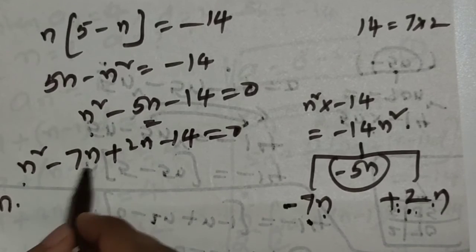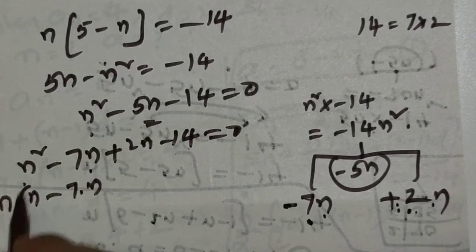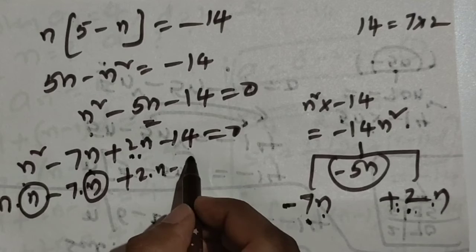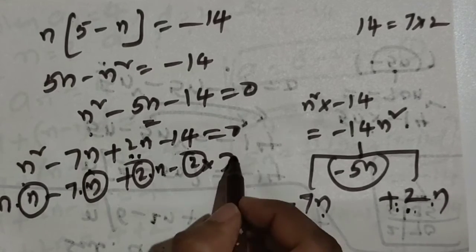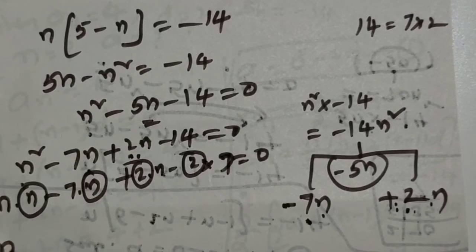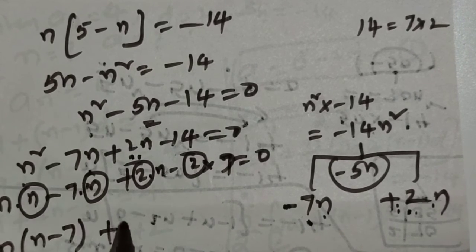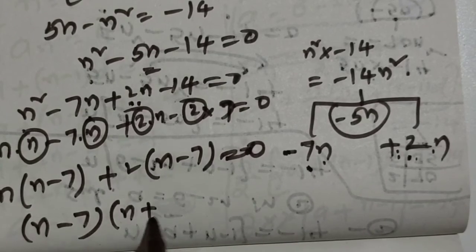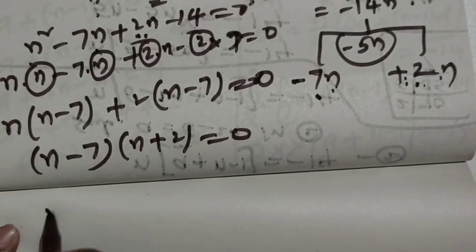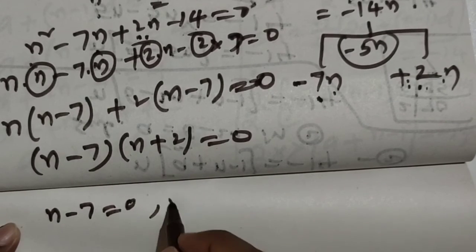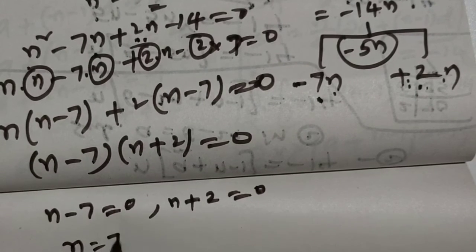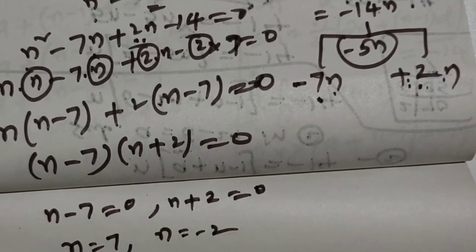From these two we can take common n, and again from these two we can take common 2. Like this we have to factorize easily. Now n into n minus 7 plus 2 into n minus 7. So n minus 7 into n plus 2 is equal to 0. Now each factor is equal to 0: n minus 7 equal to 0 and n plus 2 equal to 0. Then we get n is equal to 7, n is equal to minus 2.